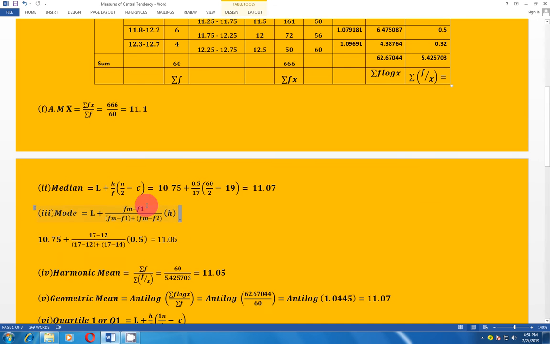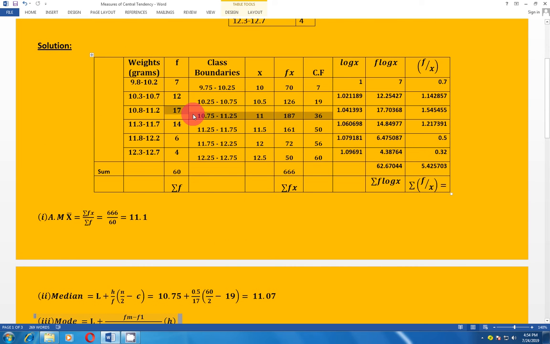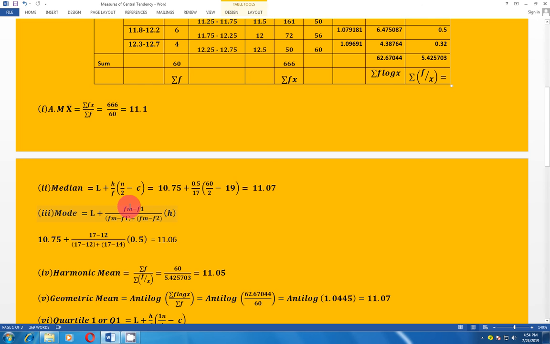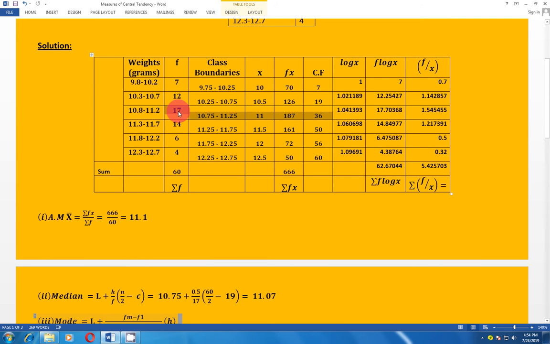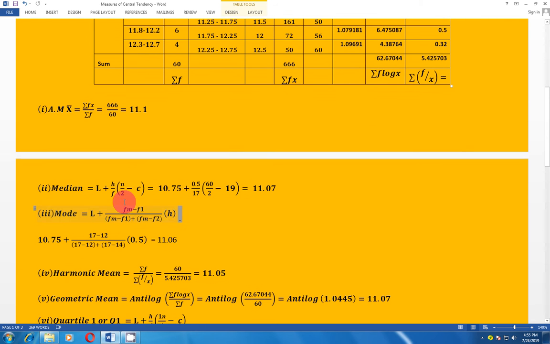So after that, what is the formula? L stands for lower class boundary. Lower class boundary is 10.75. Fm is maximum frequency, that is 17. F1 is the frequency which is before the maximum frequency, that is 12. And F2 is the frequency that is after the maximum frequency, and that will be 14. And H is 0.5 as we discussed before. So after putting the values in the formula, we will calculate mode and the result will be 11.06. So that is the third average, mode.